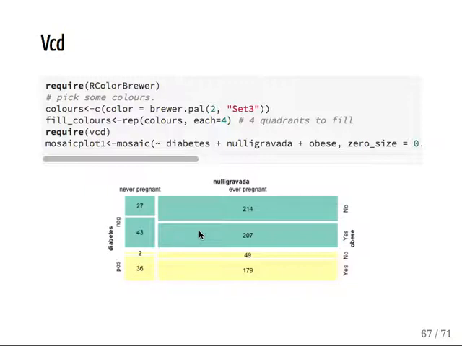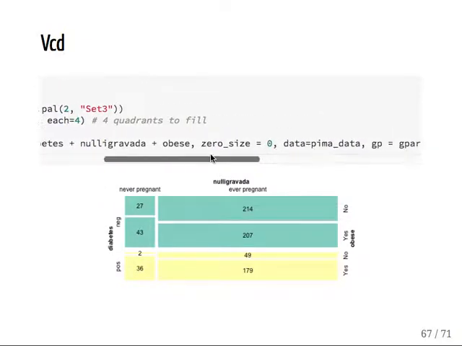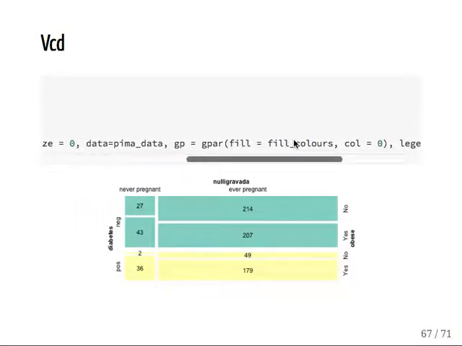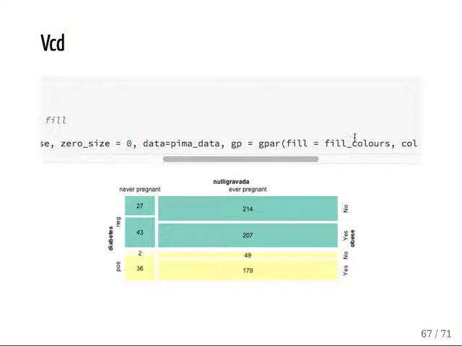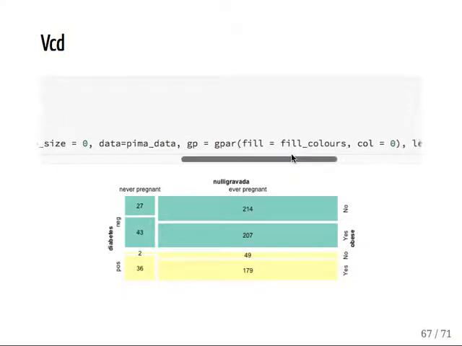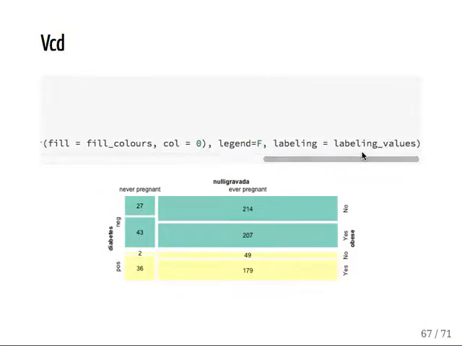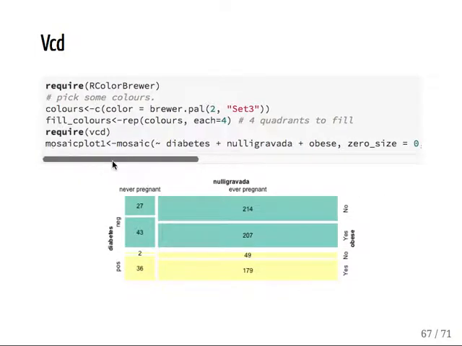Then we make a mosaic plot. This is our dependent variable diabetes, and then nulligravida and obese, yes, no. In some cases you'll have zeros, but in this case we don't, so we say zero size is 0. Then there are the parameters for how to fill, the gpar type of thing, making sure we use this type of color, whether we want the legend, and whether we want labeling, using the labeling values that you have. And then you get something like this.